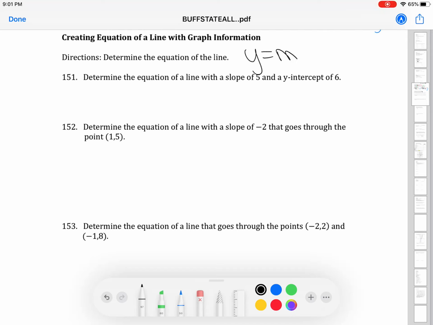Okay, last few examples here. 151 is really easy. What I'd like you to do real quick is just write out that y equals mx plus b. Okay, 151, determine the equation of a line with a slope of 5 and a y-intercept of 6. So remember, slope is m, your y-intercept is b. So we already have the information we need. Whenever you're writing an equation of a line, the two numbers that you always need are m and b. If you have those, you have the equation. So the y comes down, the equals comes down. My slope is 5, so that goes in place of m. The x comes down. And then the y-intercept is a positive 6, so I write plus 6, and that's the answer. Done, done, done.